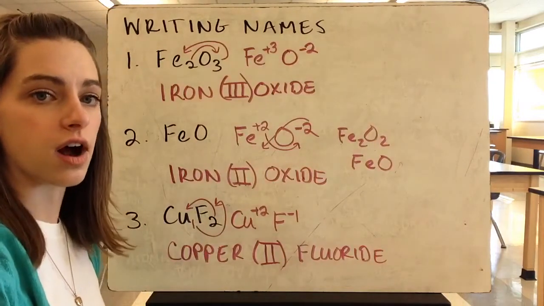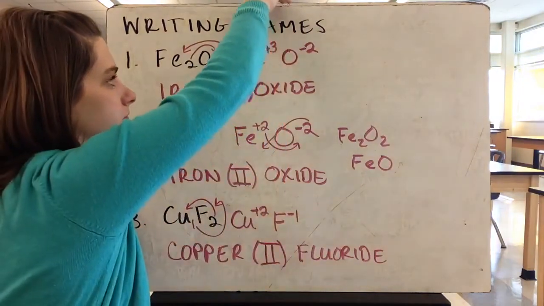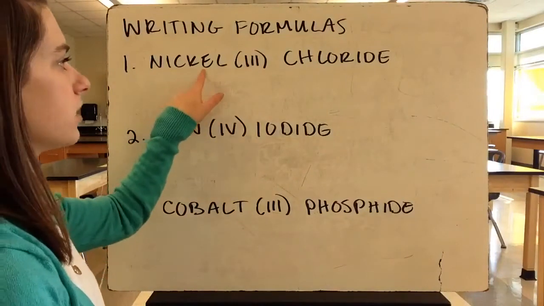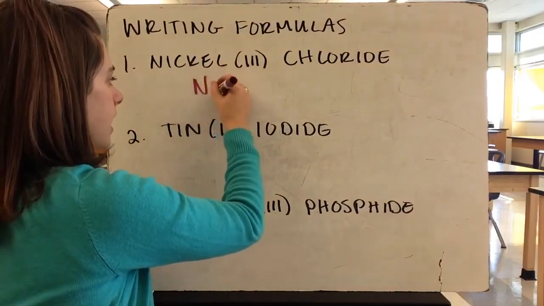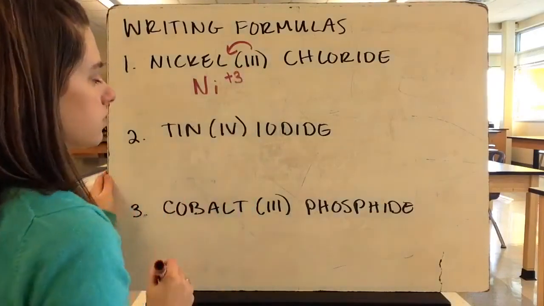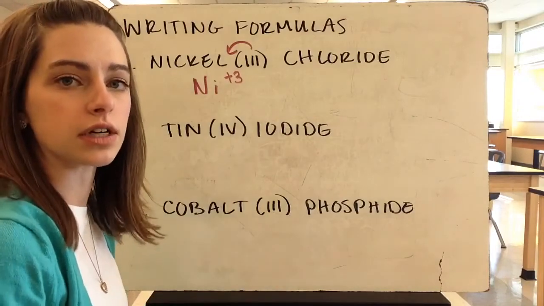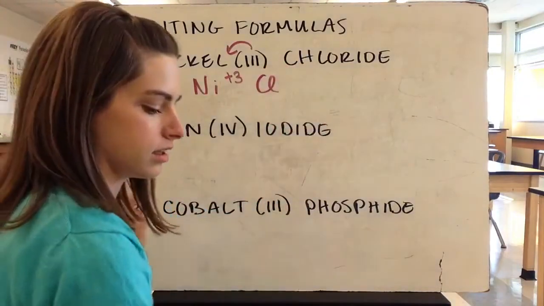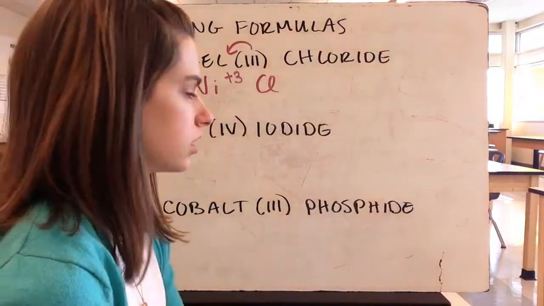So now let's go from the names of the compounds and let's write the formulas. So we have nickel 3 chloride as our first example. So nickel is Ni. Remember, this 3 tells us the charge for our nickel, so it's a +3 charge. Your metal is always going to be a positive charge because metals lose electrons. Metals are always positively charged. And chloride is chlorine. If we look on our periodic table, it's in the column over here, so that's our -1 charge.